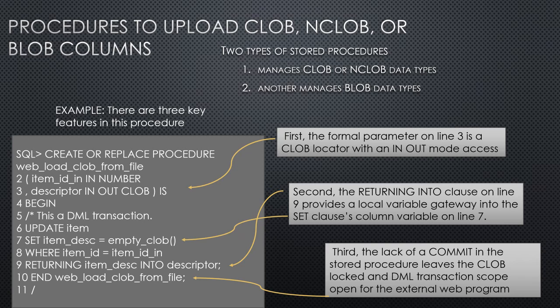So first, you've got your formal parameter in line 3. The descriptor in out clob is. Second, then you've got a returning item description into descriptor. It provides a local variable gateway into the set clause's column in line 7. And then third, at the end there, because there's no commit in the procedure, it leaves the CLOB locked, and you can then work with it from an external program. So I think that was a little bit out of our scope this week, but procedures are there.